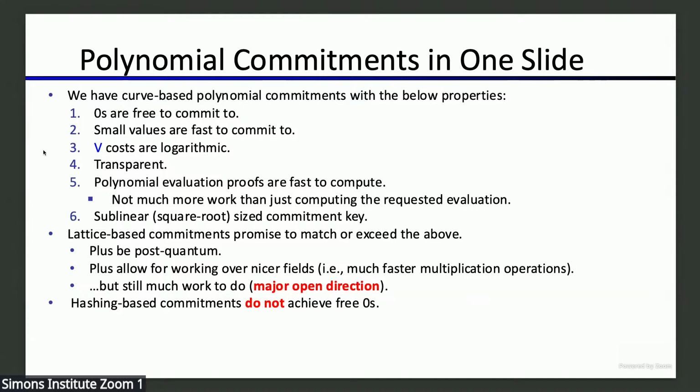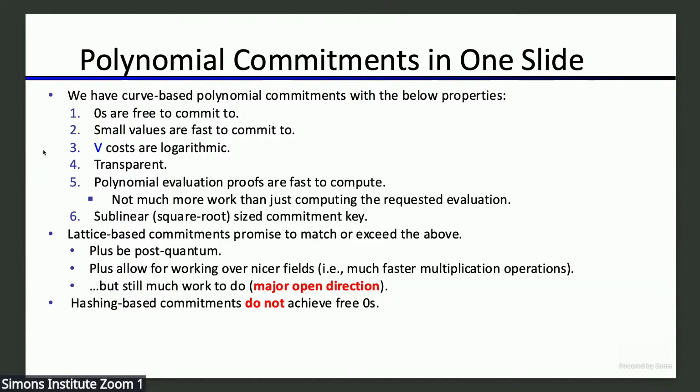So we can get a bunch of good properties out of curve-based commitments. I already covered that zeros are free to commit to and small values are fast to commit to. We can also get the verifier cost to be logarithmic. This was known for a long time. With KZG commitments, that's even constant verifier cost. But now it's known you can do it with other techniques as well.